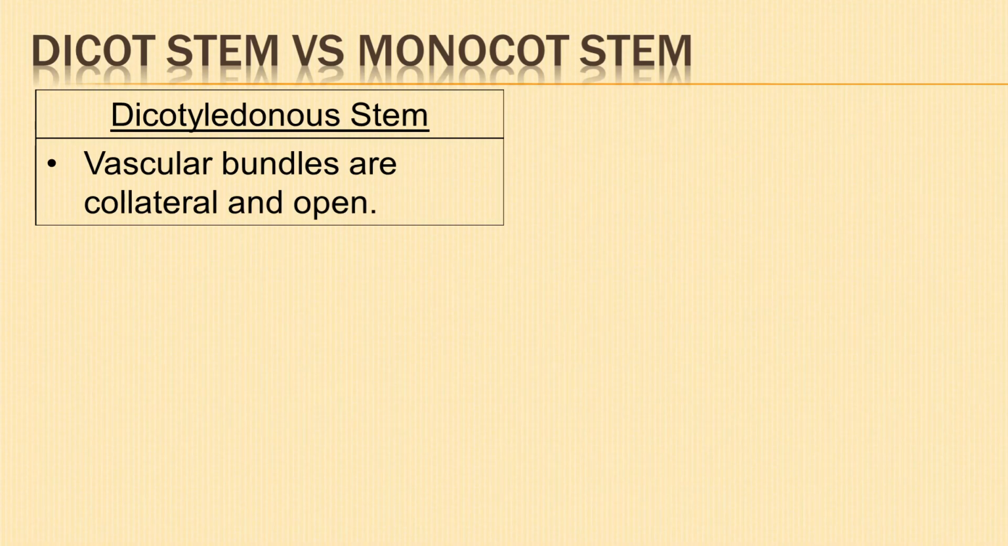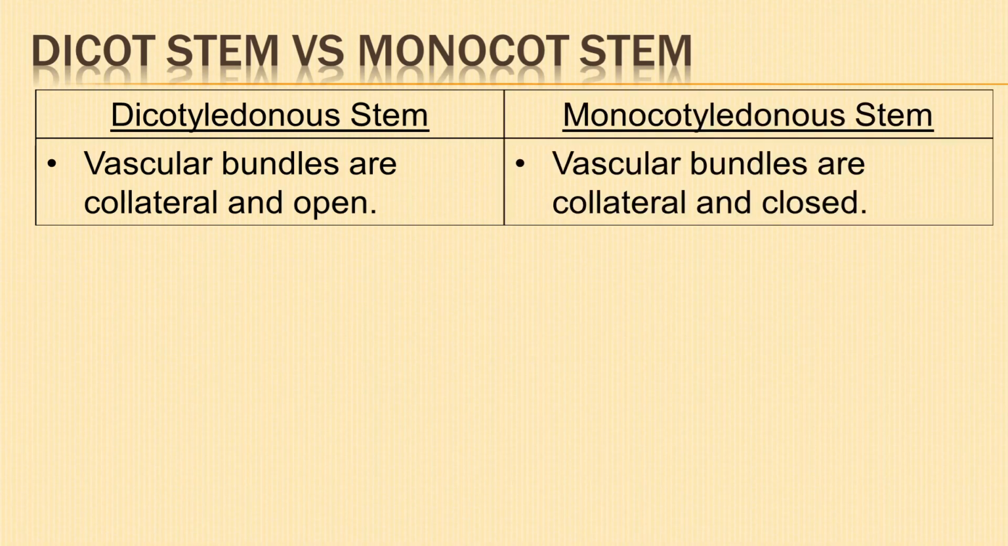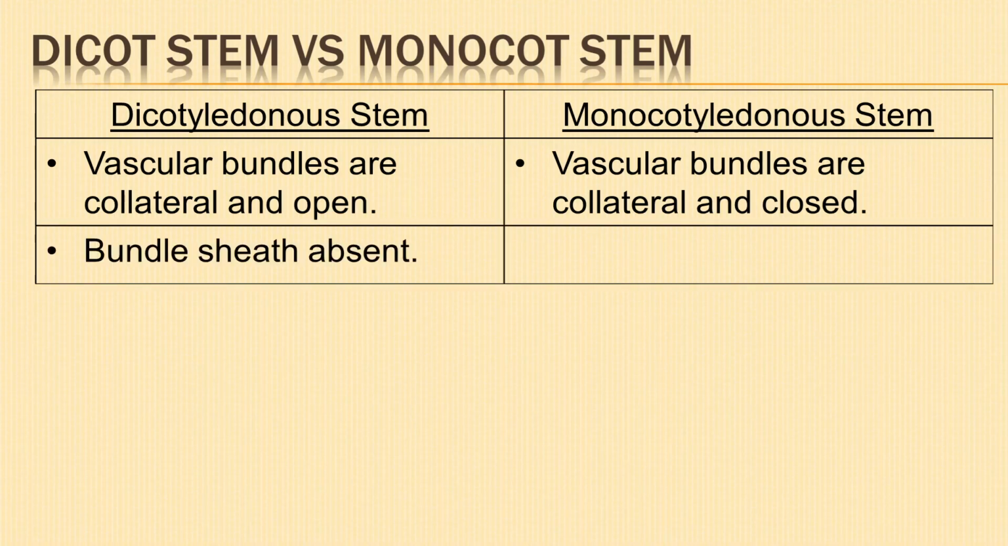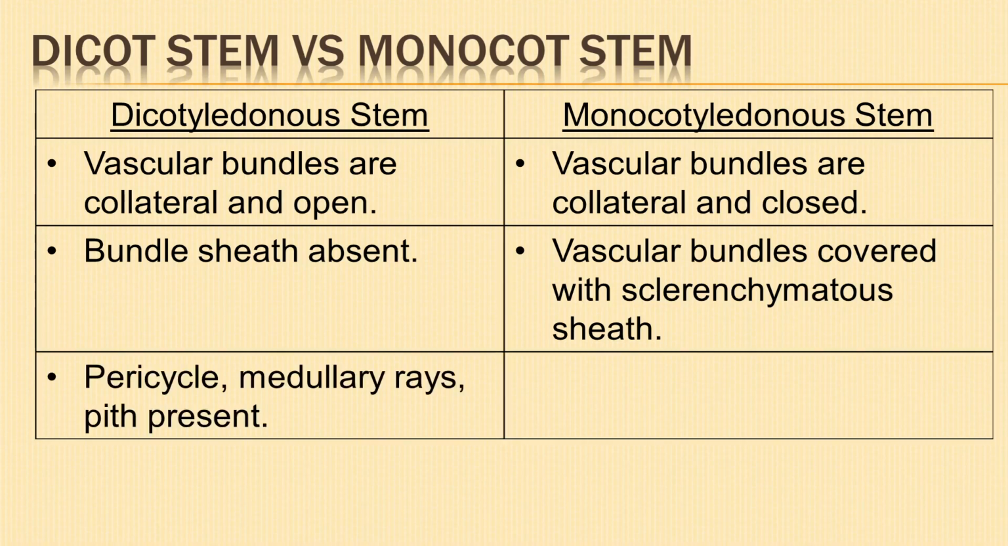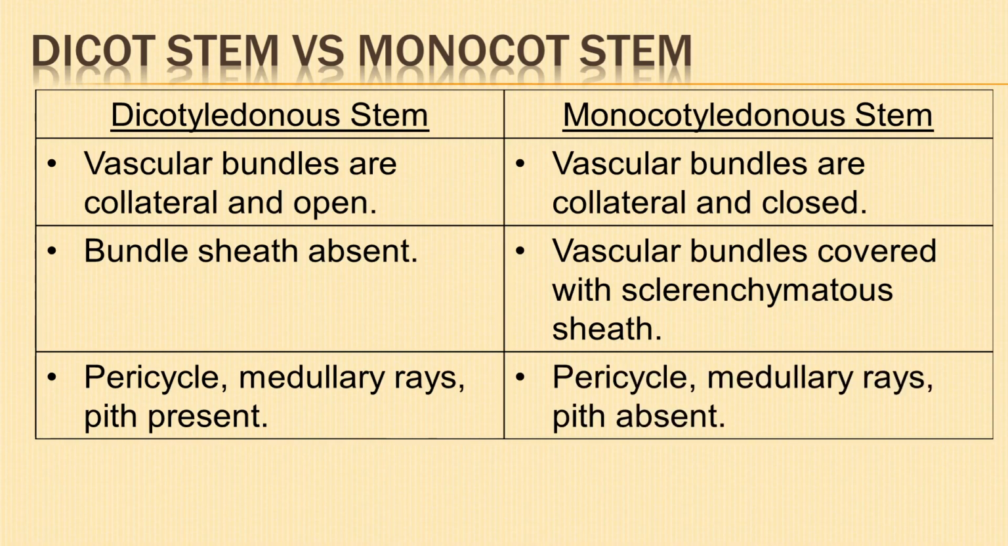In dicot stem, the vascular bundles are collateral and open. In monocot stem, the vascular bundles are collateral and closed. Bundle sheath are absent in dicot stem. Vascular bundles are covered with sclerenchymatous sheath in monocot stem. Pericycle, medullary rays, and pith are present in dicot stem. Pericycle, medullary rays, and pith are absent in monocot stem.